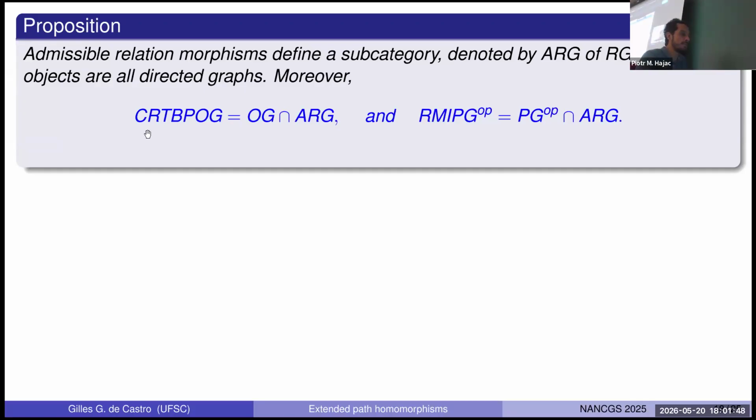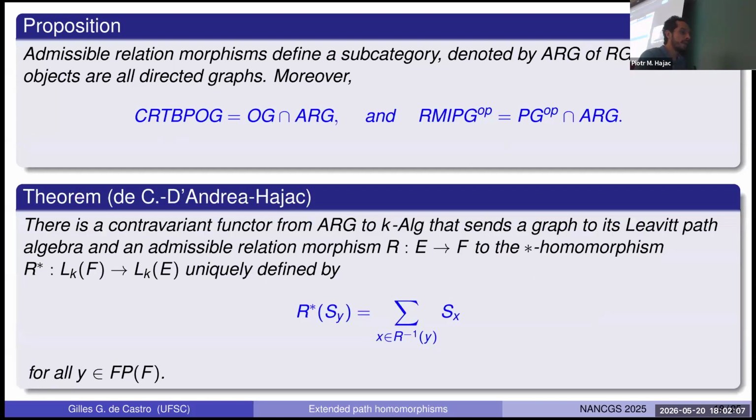And when you have the inclusion of the original graphs in the relation morphisms, when you take the intersection with the admissible ones, we get exactly the old one. And the same thing for path homomorphisms. Of course, now here we're taking the opposite because we have a contravariant functor. And then this is the result that is in this paper with myself, Francesco and Piotr, in that there is a contravariant functor.